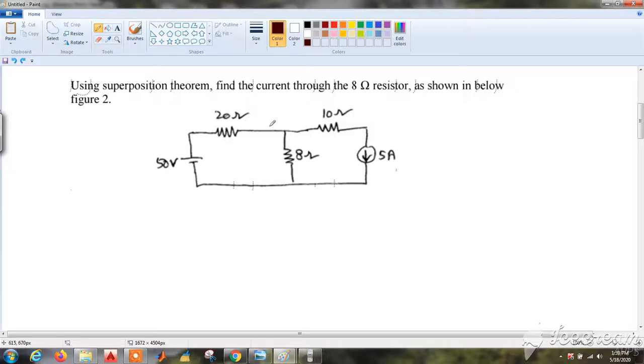Using superposition theorem, find the current through the 8 ohm resistor as shown in the figure below. So we have to find the current flowing through the 8 ohm resistor. Let this be current I. We have to find the value of current I using superposition theorem.